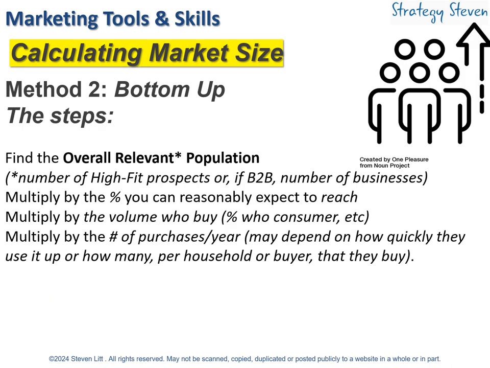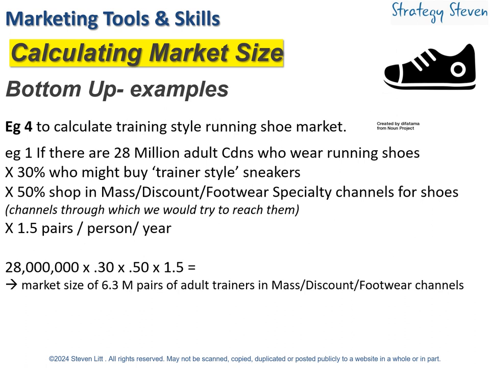To do the bottom up, you're going to work in the opposite direction. You're going to find the relevant population first, whether that's the number of consumers in your target group or the number of businesses that are high fit, and then multiply by the percent you can probably reach, the volume they buy, the number of purchases. In other words, you're building from the bottom up to a number. It could be a unit number or it could be a dollar number, but here's an example using training style running shoes, working from 28 million adult Canadians who wear running shoes back into the trainer style, back into the mass discount footwear channels, back into the number of pairs per year, etc.